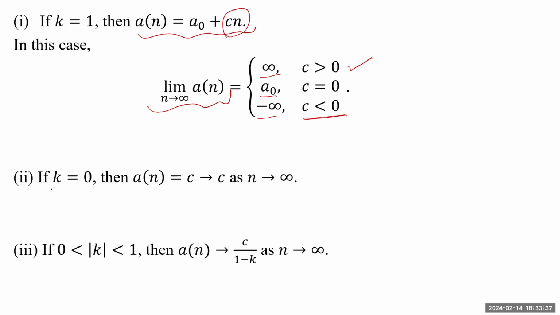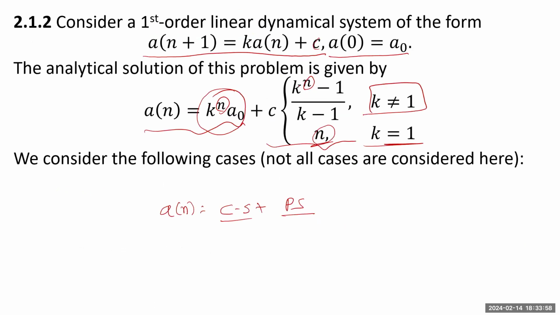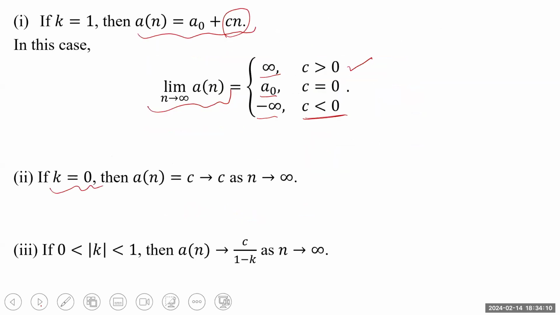So what about the case where k is equal to 0? Then you will get only cn. If you see the equation here, as n tends to infinity, this will go to 1, right? And you will get only the value c when k is not equal to 1. So that is, a of n tends to c as n tends to infinity because of the constant.